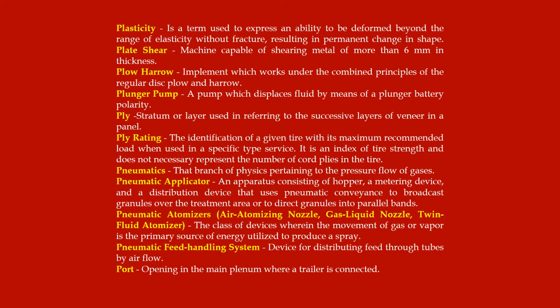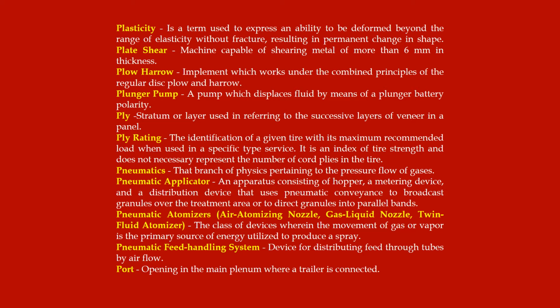Plate shear. Machine capable of shearing metal of more than 6 mm in thickness. Plow harrow. Implement which works under the combined principles of the regular disc plow and harrow. Plunger pump. A pump which displaces fluid by means of a plunger. Ply. Stratum or layer used in referring to the successive layers of a tire or a panel.